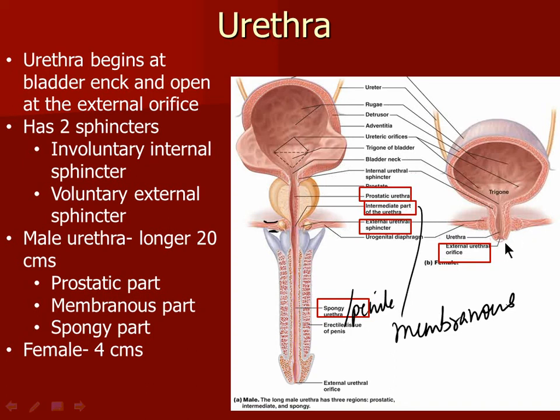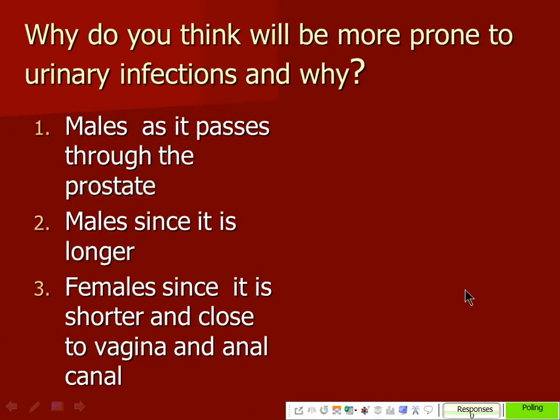In the females, one doesn't have to worry so much of different parts. It's really, the female counterpart is equivalent to mainly this membranous part. The female urethra is only 4 centimeters long. Now, who do you think would be more prone to urinary infections, and why?